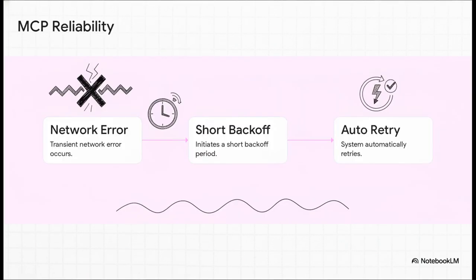Now, when it comes to MCP reliability, capability discovery just got a massive upgrade. Let's say a call like tools/list or resources/list hits a brief network hiccup. Step 1, that transient network error occurs. But instead of just failing and giving up right then and there, Step 2 kicks in, initiating a short backoff period. Then, Step 3, the system automatically retries. It's a simple logical flow, but it makes your tool integrations incredibly resilient.